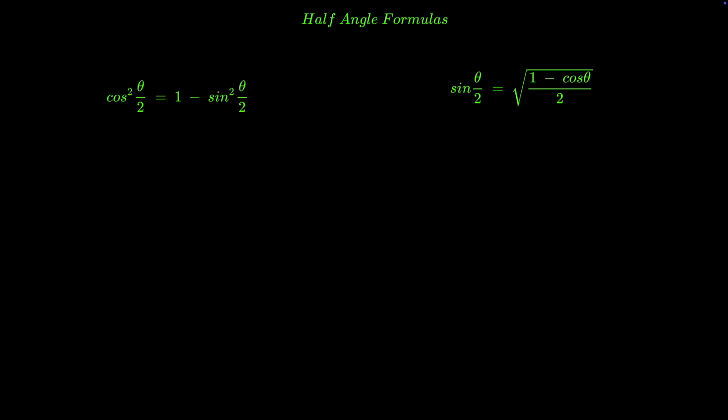Starting with the Pythagorean identity, we have the cosine squared of theta over 2 in terms of the sine squared of theta over 2. Substituting in the expression just derived for the sine of theta over 2 provides an equation for the cosine of theta over 2 in terms of the cosine of theta.